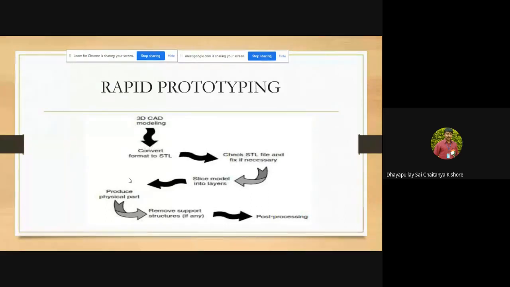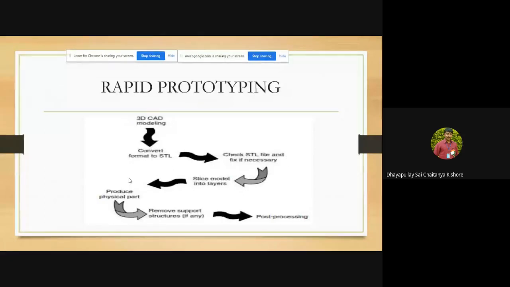After the processing, as we already mentioned, sometimes we need special supporting structures, constructed in such a way that they give support to the layers. For that, before creating the model, you have to create the supportive structure. That supportive structure you also have to remove. This removal of the supportive structure, and also some polishing operations and painting operations, come under the post processing.